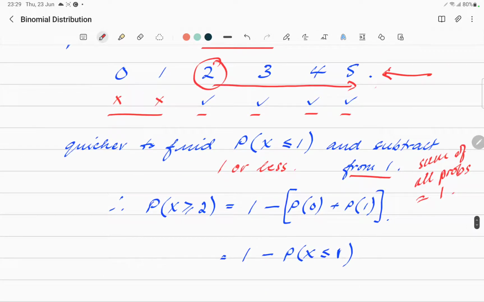Mathematically speaking, the probability of x greater than or equal to 2 is the same as 1 minus the probability of 0 and minus the probability of 1. So the probability of 0 and 1 put together, taken away from 1, gives you the probability of getting 2 or more. The reason we do it this way is because the calculator gives the lower end of the scale.